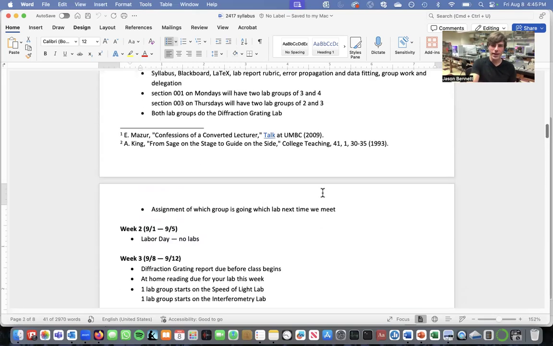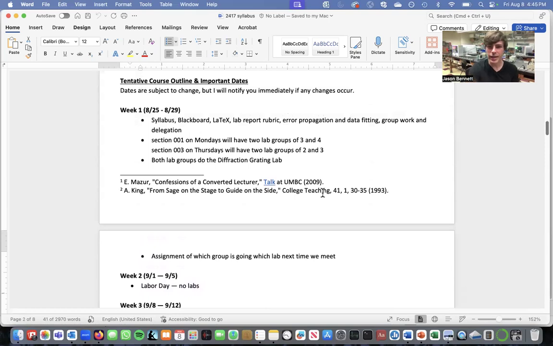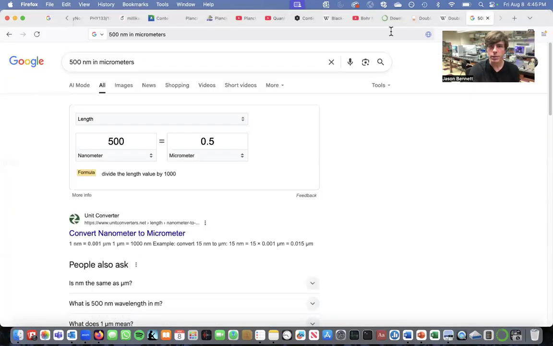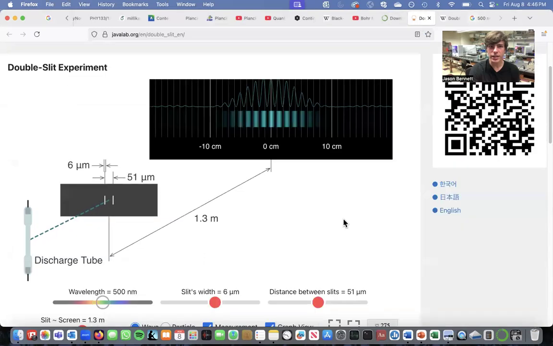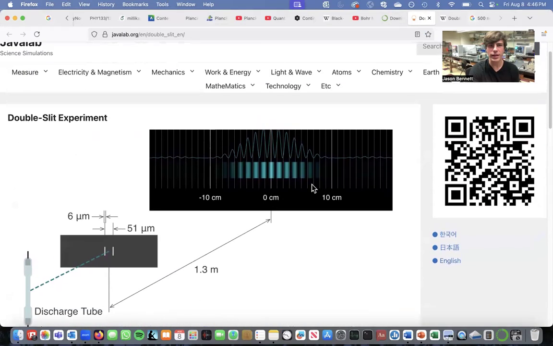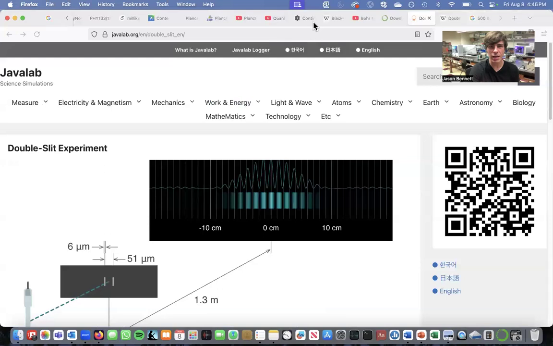Okay, so what the heck is this lab all about? Before I get to some of the theory, let me show you a little simulation that we're going to be playing with to guess and check some of these things. This is a great simulation. This website is called Java Lab.